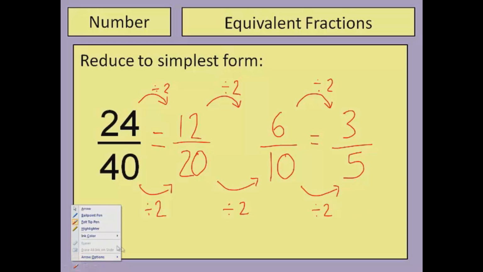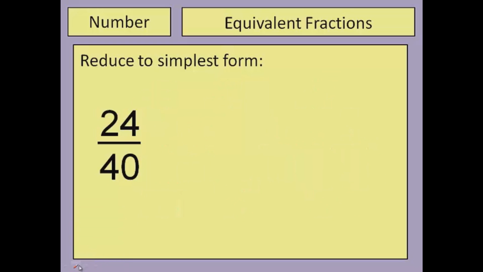Now you could have actually done this one in a slightly different way. In fact, you could have done it a lot quicker, because whilst 2 does go into 24 and 40, there's actually more numbers. 4 goes into 24 and 40. In fact, 8 goes into both 24 and 40. So if we divide by a larger number, let's see what happens. Let's divide by 8. And then same on the bottom to keep them equivalent, divide by 8. 24 divided by 8, that's 3, and then 40 divided by 8, that's 5.